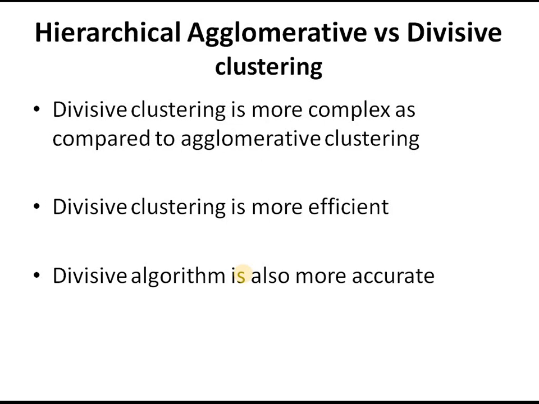If we compare the two categories of hierarchical clustering method, agglomerative versus divisive clustering, we get the result that divisive clustering is more complex as compared to agglomerative clustering. Divisive clustering is more efficient than the agglomerative. The divisive algorithm is also more accurate.